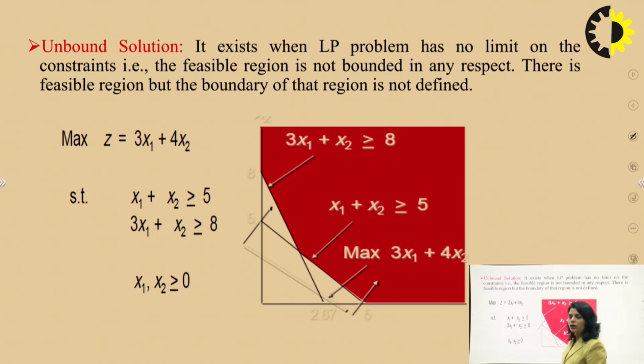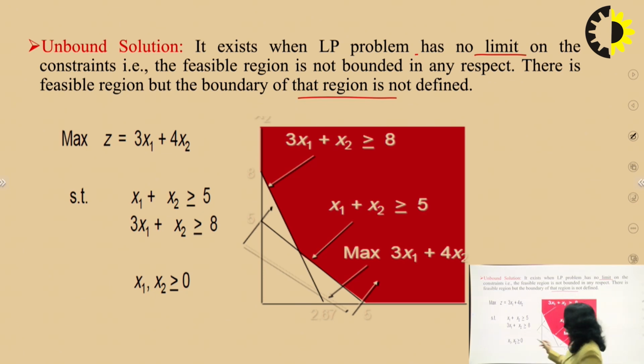Now we come to the unbounded solution. Unbounded means not bounded, which has no limits. It exists when the LP problem has no limits on the constraints. The feasible region is not bounded in any respect, which means we will have a feasible region but there is no boundary, no limitation. There is a feasible region but the boundary of that region is not defined.